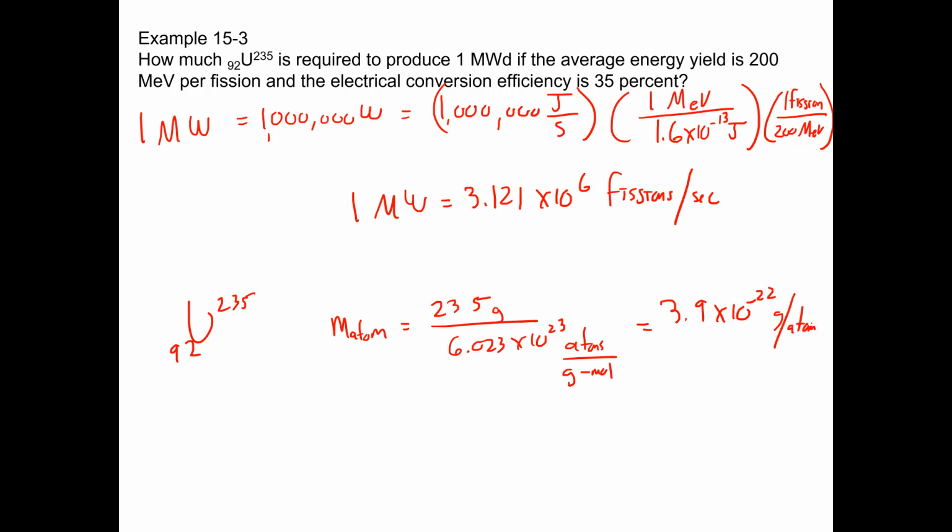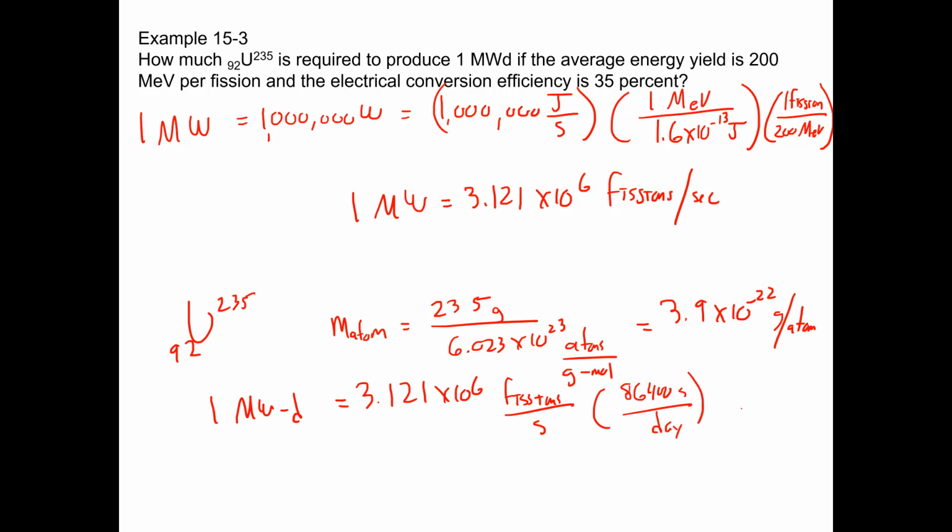So if we were to look at 1 megawatt day, we will take our 3.121 times 10 to the 6 fissions per second. Look at the amount in a day. We have 86,400 seconds in a day. That again multiplied by 3.9 times 10 to the minus 22 grams per atom, where we would need 1 atom per fission.